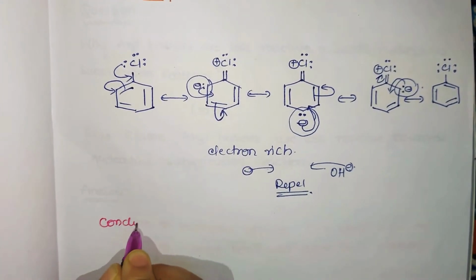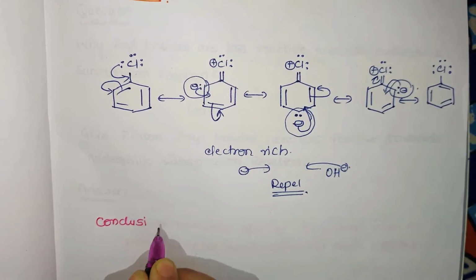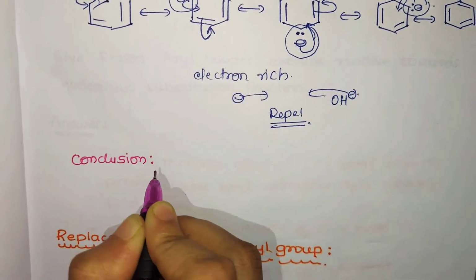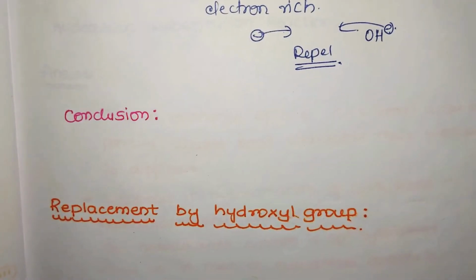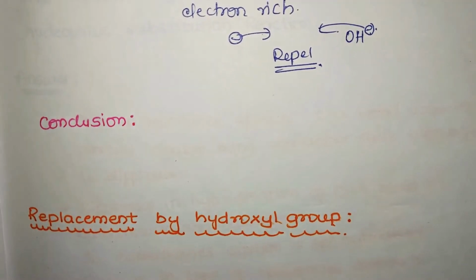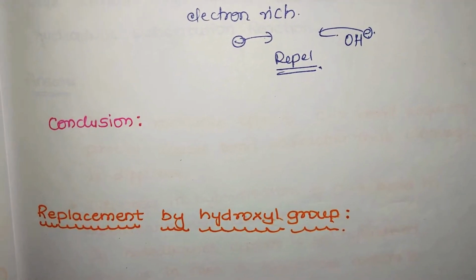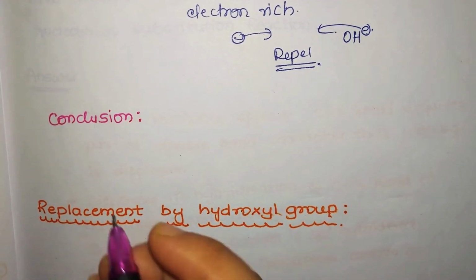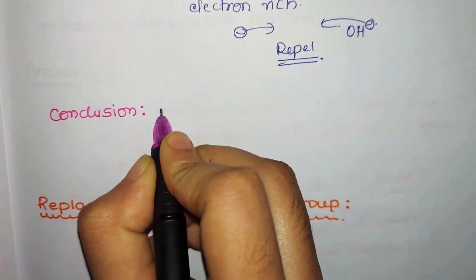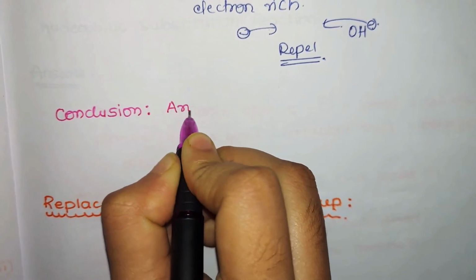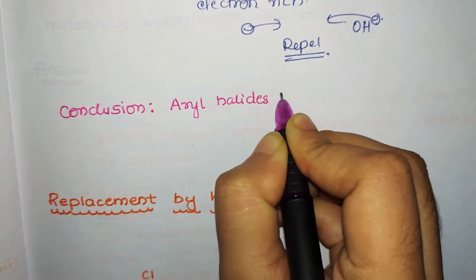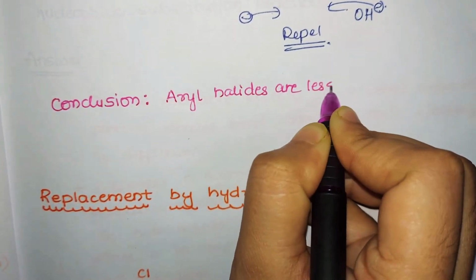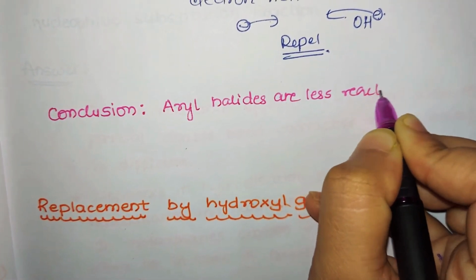So based on the above 4 points, what are the 4 points we have discussed? The first point was partial double bond character between carbon and halogen due to resonance. Second was change in hybridization of the carbon halogen bond when compared to haloalkane and haloarene. The third one was instability of phenyl cation, and the fourth one was repulsion between the electron rich ring and the nucleophile. So based on this, what is the conclusion we draw? We say that aryl halides are less reactive towards nucleophilic substitution reaction.